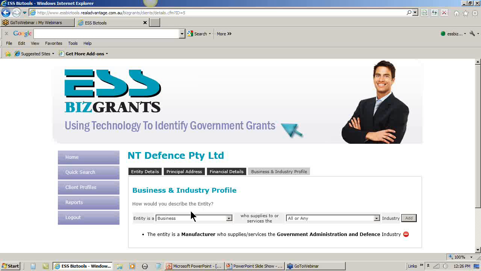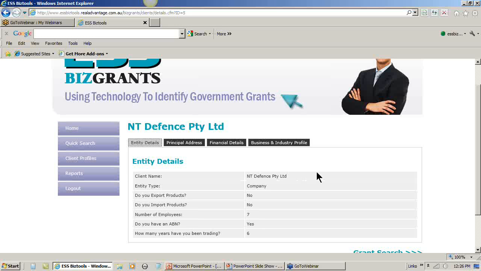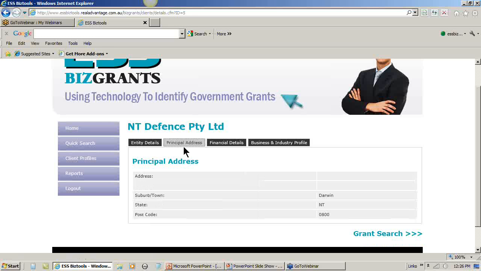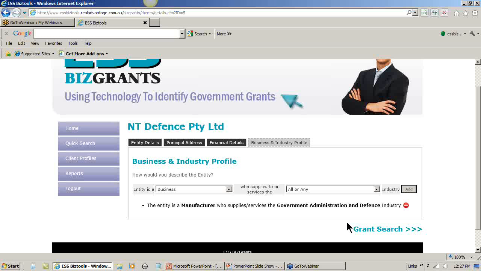And the last one we want to go to is a business which we've called NT Defence Proprietary Limited. This is a company with 7 employees and 6 years in business, and a lot of these grants, some of them, are looking for a minimum number of employees and a minimum period of time in business. Principal address is Darwin in the NT. This business has a turnover of 1.6 million, expenditure of 1.3. They're supplying the government administration and defence industries.